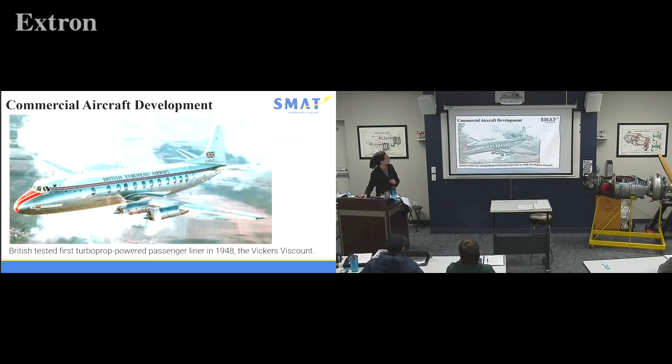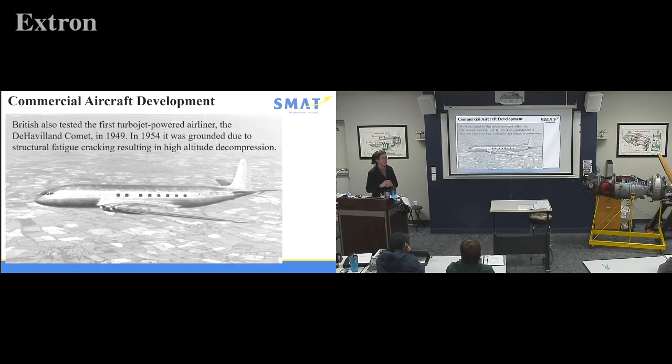After World War II, they took all that technology and now they could apply it to commercial aircraft development. So the British tested the first turboprop-powered passenger liner in 1948, the Vickers Viscount. And you should be familiar with this one. They also, man, the British are just so good at doing stuff. They tested the first turbojet. Now we're going to talk about what is turboprop, turbojet, all that. Don't worry about that. The de Havilland Comet in 1949.